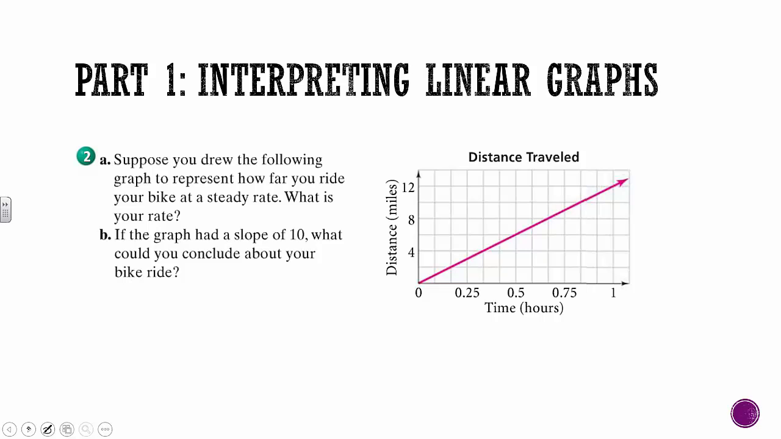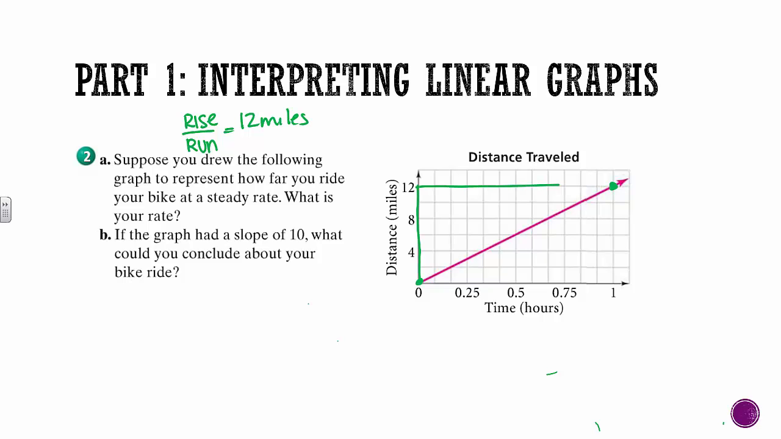So now suppose we drew the following graph to represent how far you ride your bike at a steady rate. What is that rate? So again, we're finding slope. I want to know how much distance I cover and how much time. So again, I'm going to find a spot on the graph with a nice pretty point on it that goes through some crosshairs. And remember, slope is rise over run. So if we start at this point down here and figure out how much we rise up, we go up 12 miles.